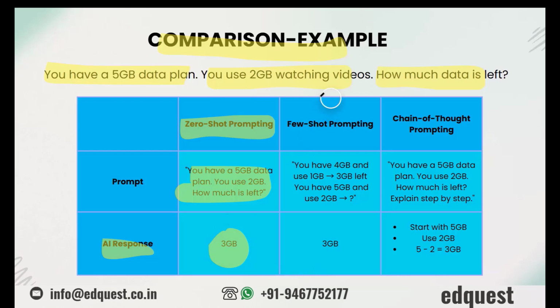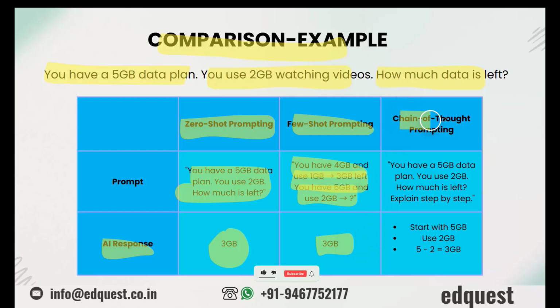Next style is few shot prompting. Here you will give the question along with a few examples to show a pattern. Prompt is like you have 4 GB and you use 1 GB, so 3 GB is left. Now you have 5 GB and you use 2 GB, then how much is left? The AI learns the pattern from the example and gives the answer. AI's response is 3 GB. This is useful when the task has a consistent style or format.